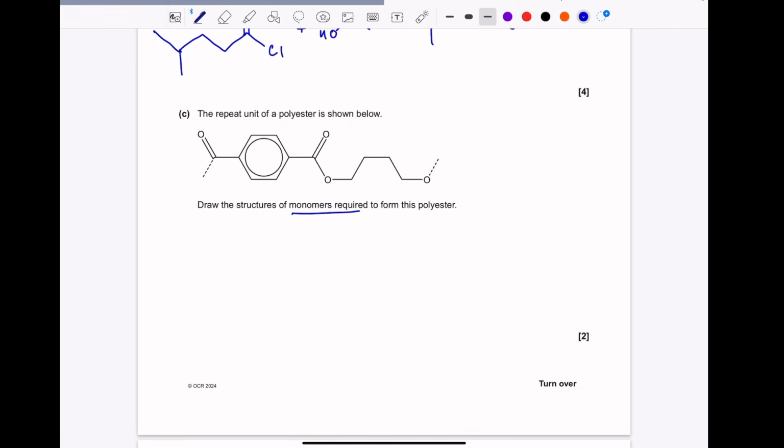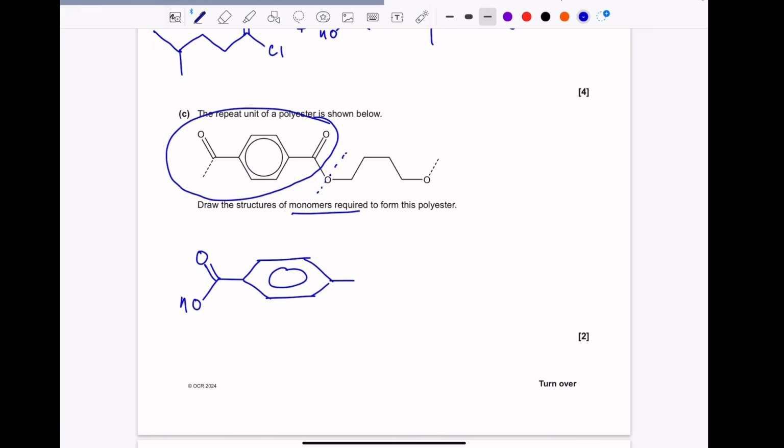So here we can see the ester bond, it's this over here. So this would be the carboxylic acid, and the rest of it is the alcohol. So the carboxylic acid would be this thing with the benzene ring. Apologies for the drawing. And the alcohol would be this.